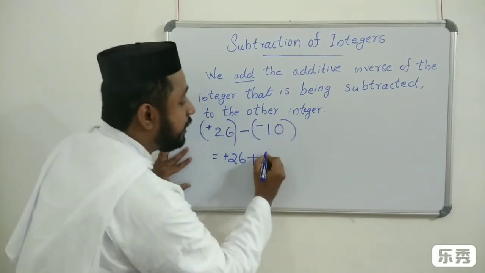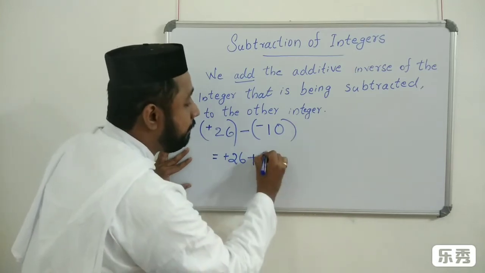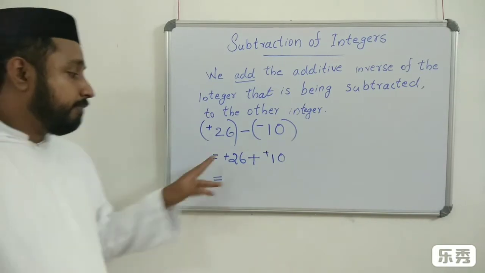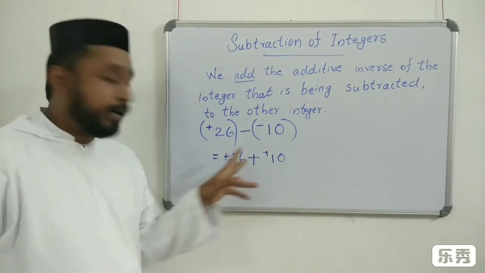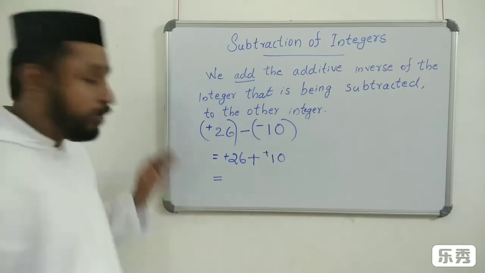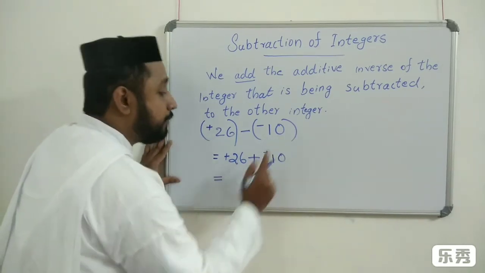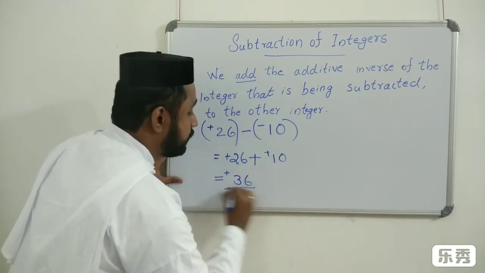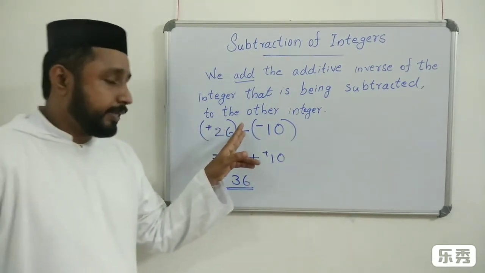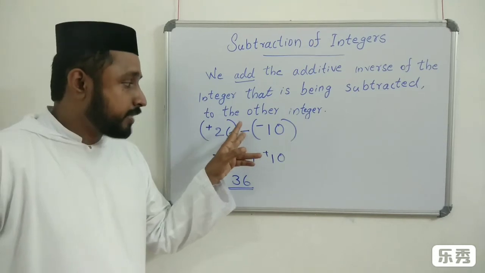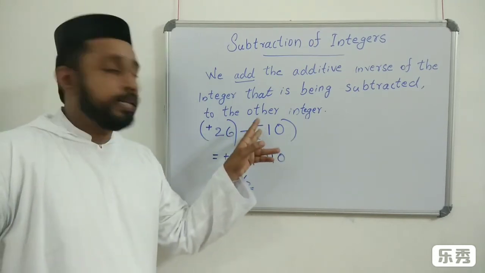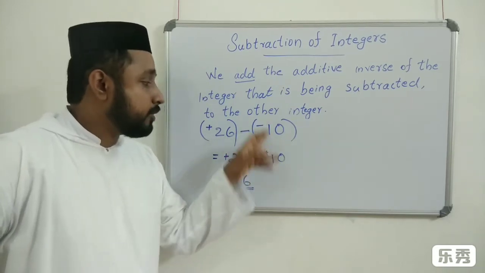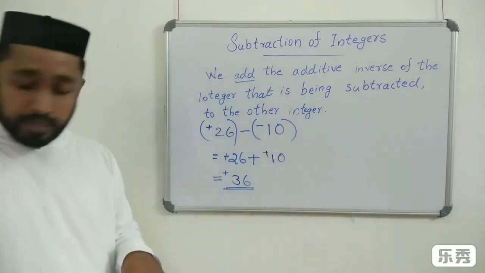So here minus 10. When we change the sign, it will become plus 10. So which is equal to 26 plus 10. When we add two positive integers, add the digits and put the positive sign. So plus 26 plus 10 means 36, which is positive 36. So here subtraction, we change the subtraction into addition by changing the next sign. So minus becomes plus and plus becomes minus. So we got the answer 36.